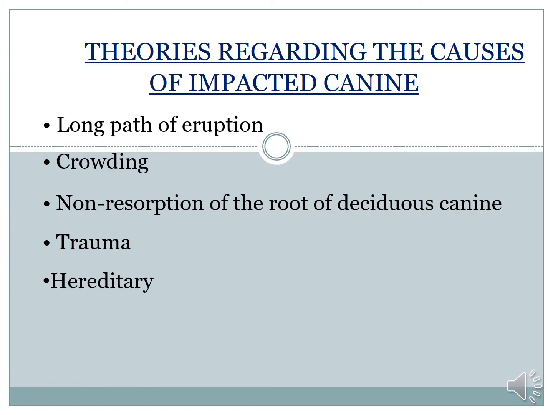There are a lot of theories regarding the cause of impacted canine. One is the long path of eruption, second is crowding of the teeth, the third one is non-resorption of the root of the deciduous canine, the fourth one is trauma, and the fifth one is heredity.